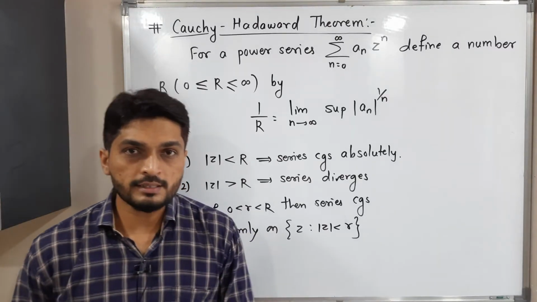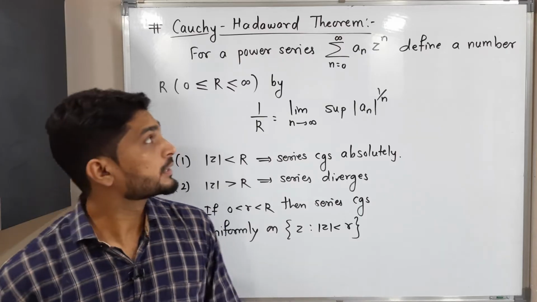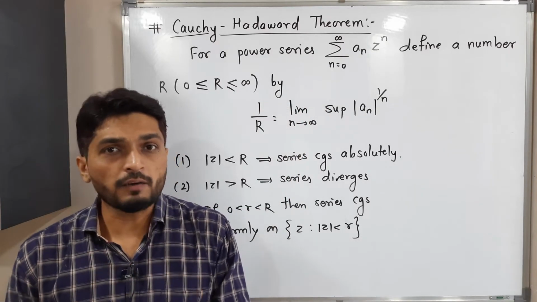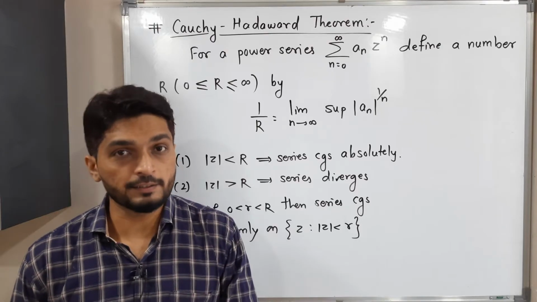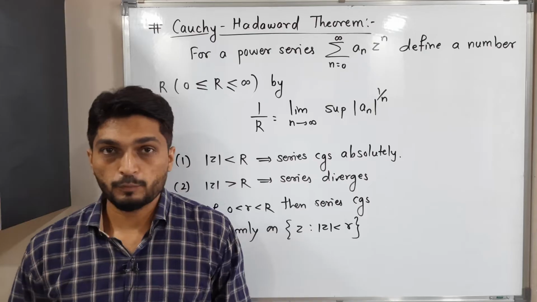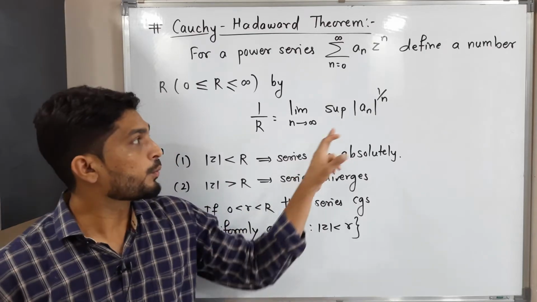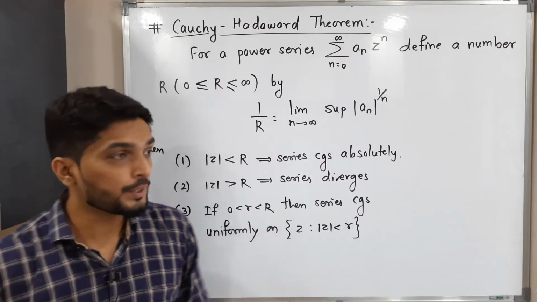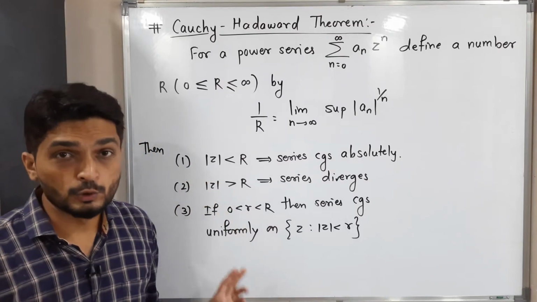Okay, so in this theorem we have a power series summation a_n z^n, right? For this power series, one capital R is defined. That capital R is defined in this way: 1/R is the limit supremum of |a_n|^(1/n). In this way capital R is defined, and for this R we have three results or three conclusions.